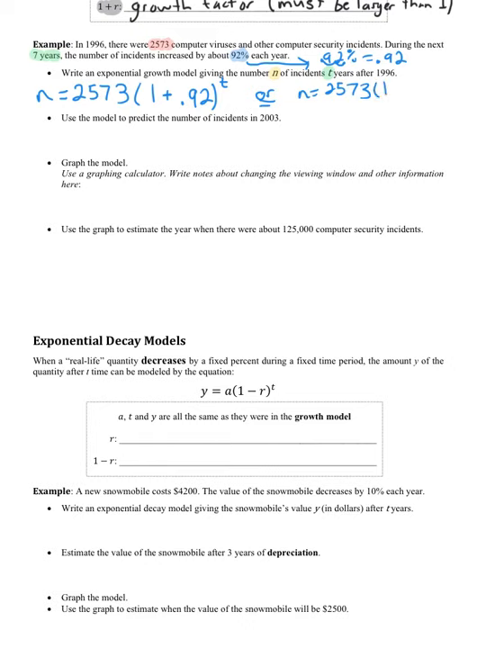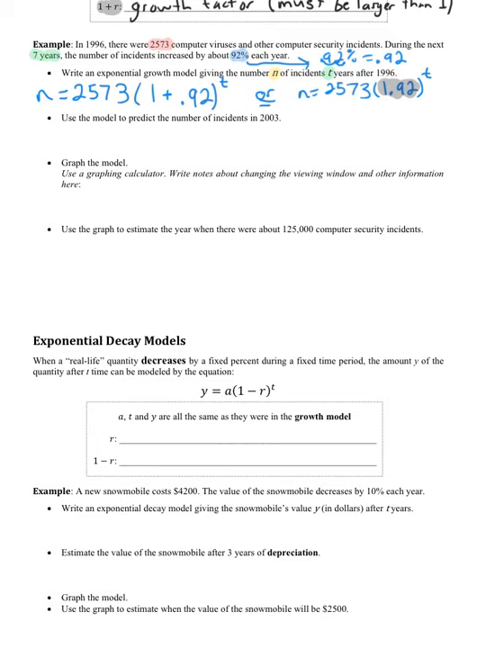2573, 1 plus, or not 1 plus 0.92, we'd say 1.92 to the t. And when we have that 1.92, now we can see this is a growth factor right here. That's a number bigger than 1, so this is definitely going to be growing.